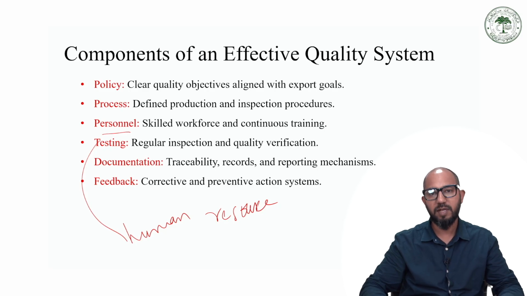The next is testing. Regular inspection and quality verification is also an integral part of a quality system. Documentation: the traceability of the product, records related to production and quality, and reporting mechanisms. And finally the feedback system for the customers, wherein corrective and preventive actions can be taken through a proper systematized process.